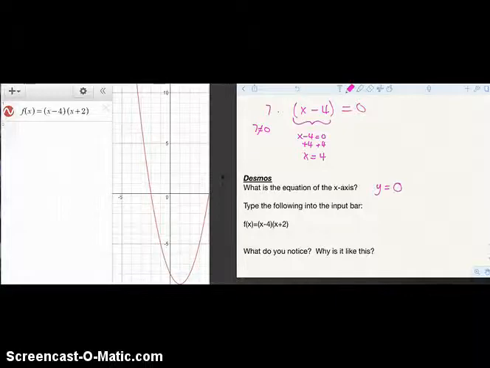And I typed into the input bar f of x is equal to x minus 4 times x plus 2. So if you look at this, what we're actually looking at is a quadratic, even though it's two linear binomials, they're being multiplied together. So if I was to distribute those, I would end up with a quadratic equation.